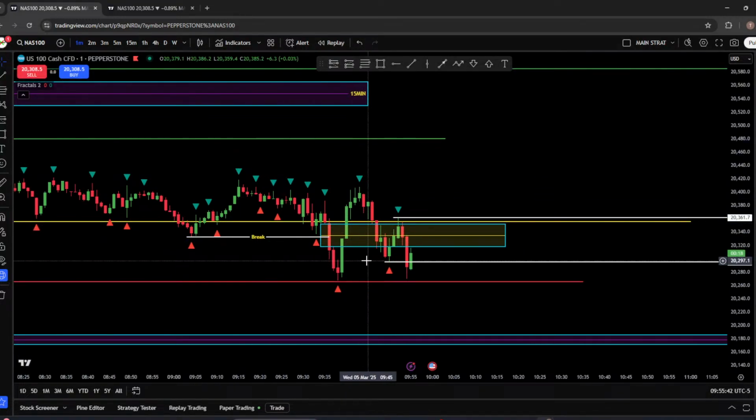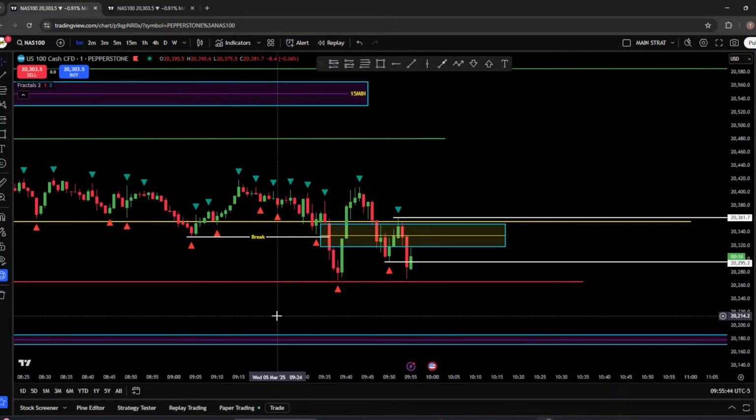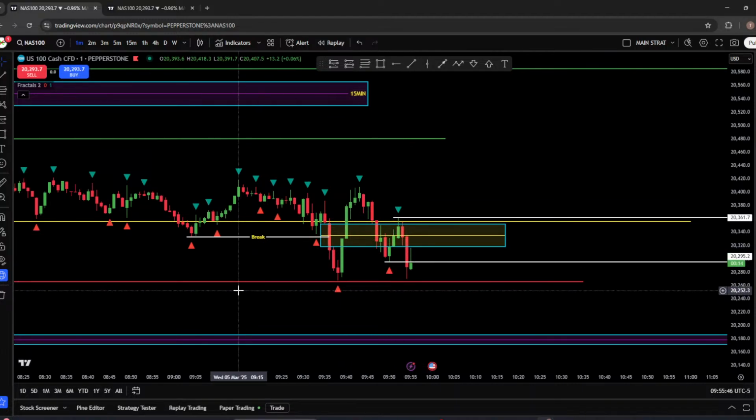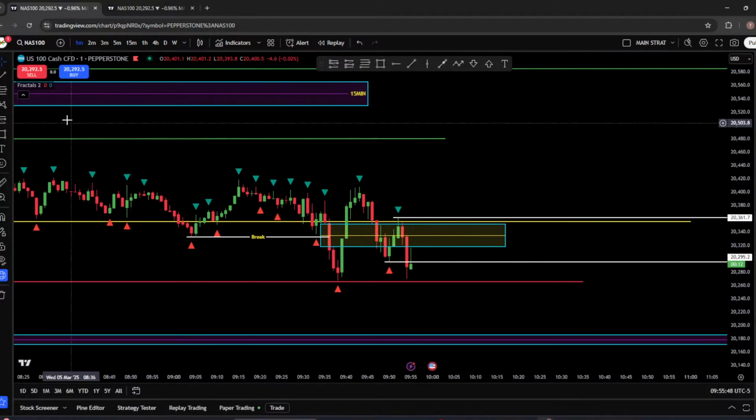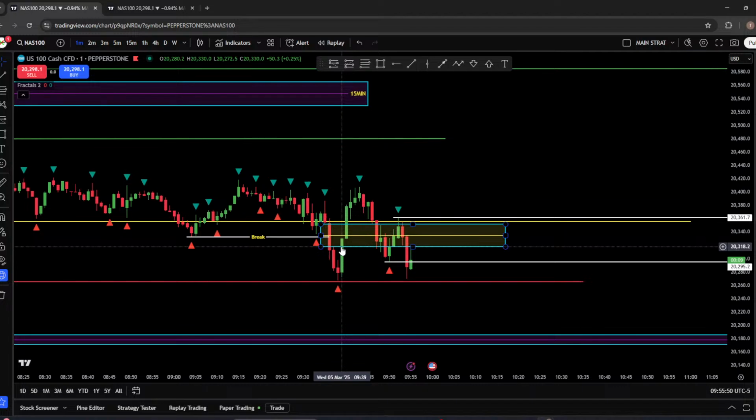So we broke that structure there. We had the little micro pullback here. I should have executed there, but that's okay.